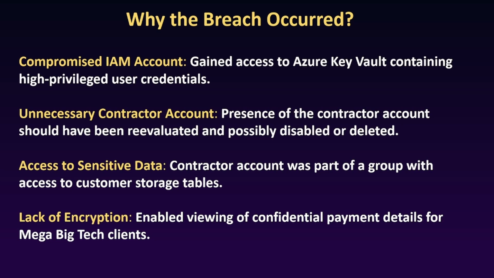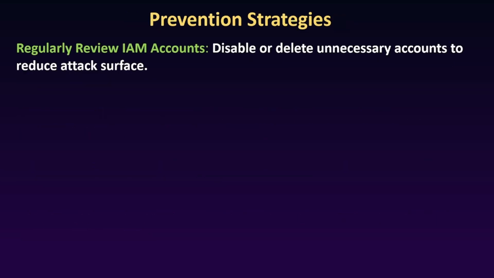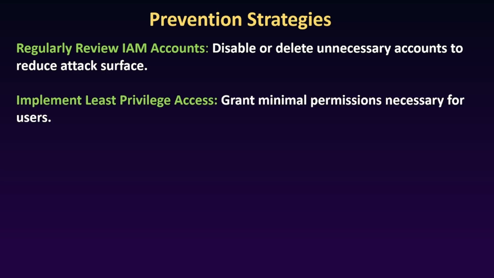So let's see how Megabig Tech can prevent future breaches, to prevent an incident like this from happening again. First, we have to regularly review our IAM accounts. We have to evaluate the necessity of contractor accounts and promptly disable or delete those that are no longer needed. This reduces the attack surface basically. Then we have to implement least privilege access: ensure that users and accounts only have the permissions they absolutely need to perform their task, and this minimizes potential exposure if an account is compromised.